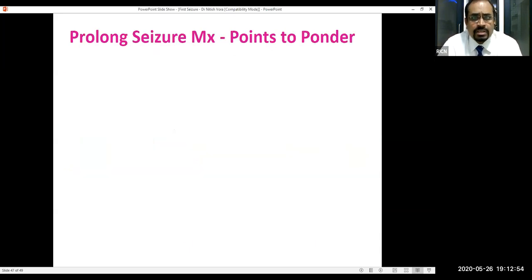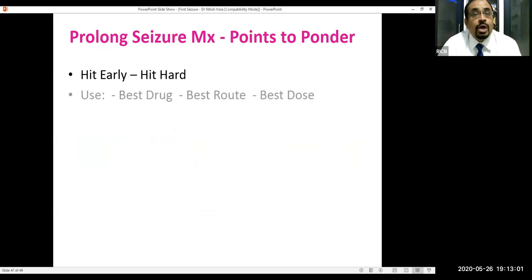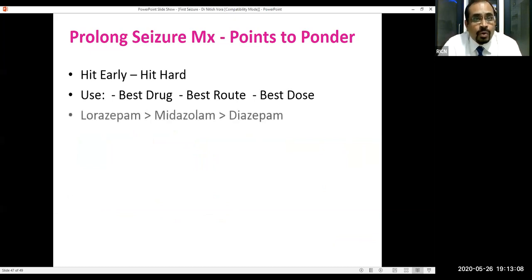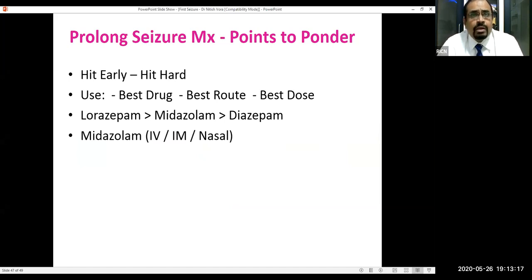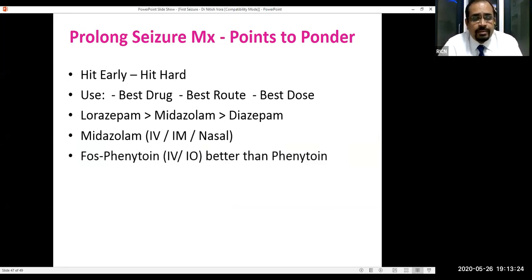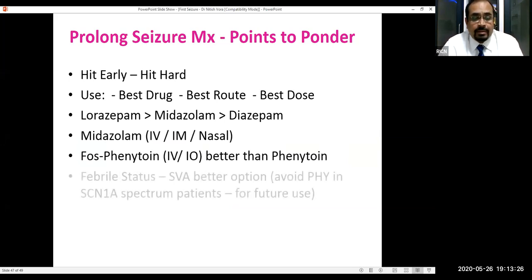But some salient points for seizures. Hit early, hit hard, it's a medical emergency. You don't want to create injury to the child's brain. Use the best drug, best route, and best dose. Use the appropriate dose, no half loading, full proper dose. Lorazepam is better than midazolam, than diazepam. Route wise, we know IV is better than IM, then nasal, then rectal. And with midazolam, you can even do IM if you don't have a nasal spray or if you don't have IV access. Fosphenytoin is better than phenytoin, and it can be given intraosseous as well.